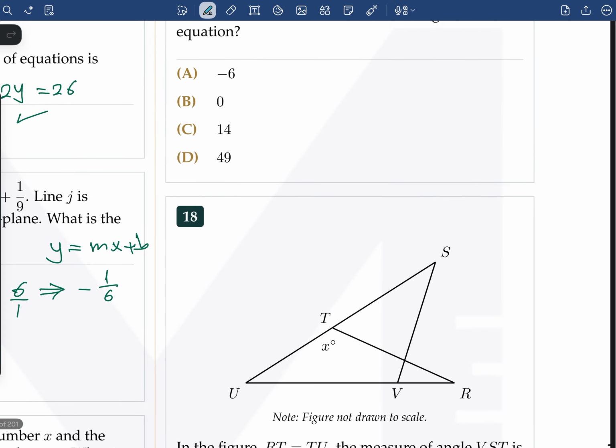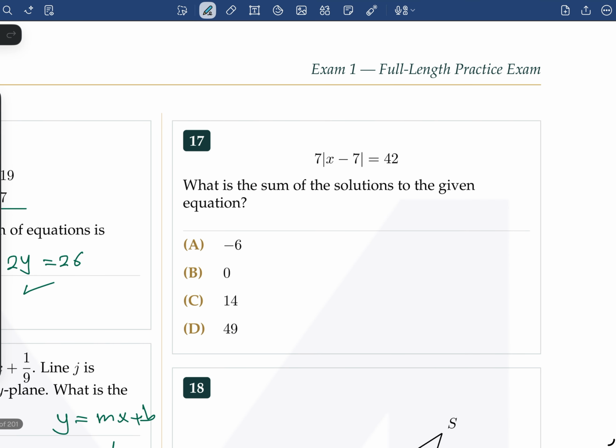And then question number 17 here is an absolute value equation. What is the sum of the solutions to the given equation? For the sum of the solutions in the absolute value, you need to get both of the solutions. This is one method. Get both of the solutions and then add them together. If you want to solve this manually, we need to divide by 7 on both sides first. So we have the absolute value of x minus 7.